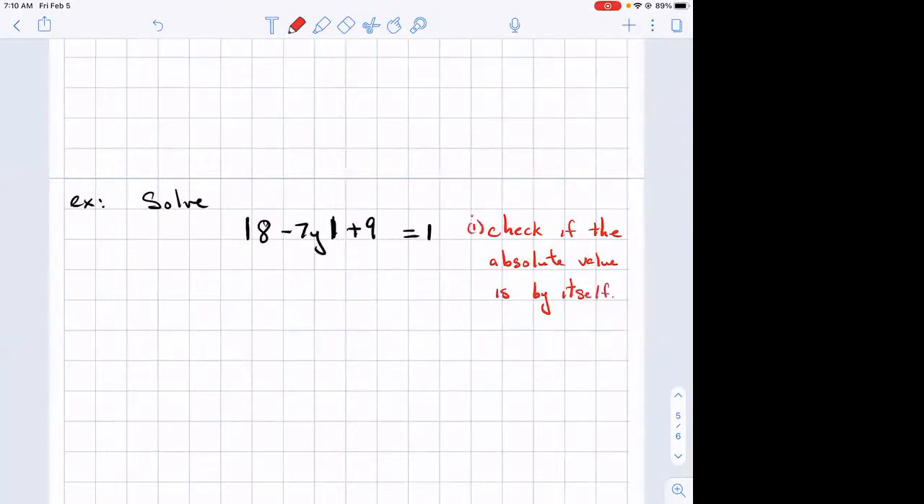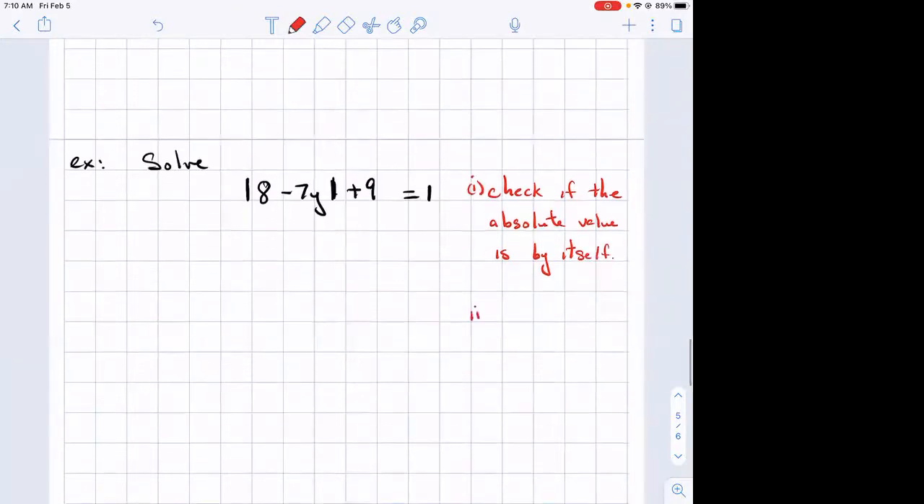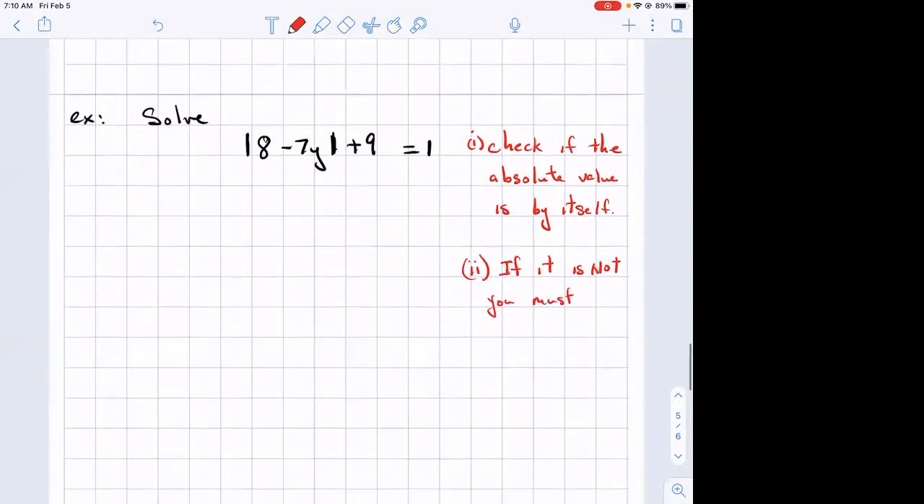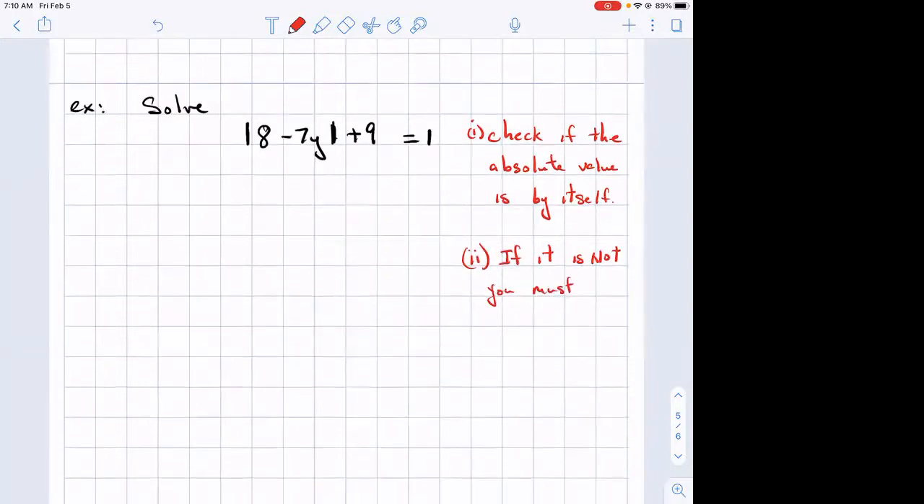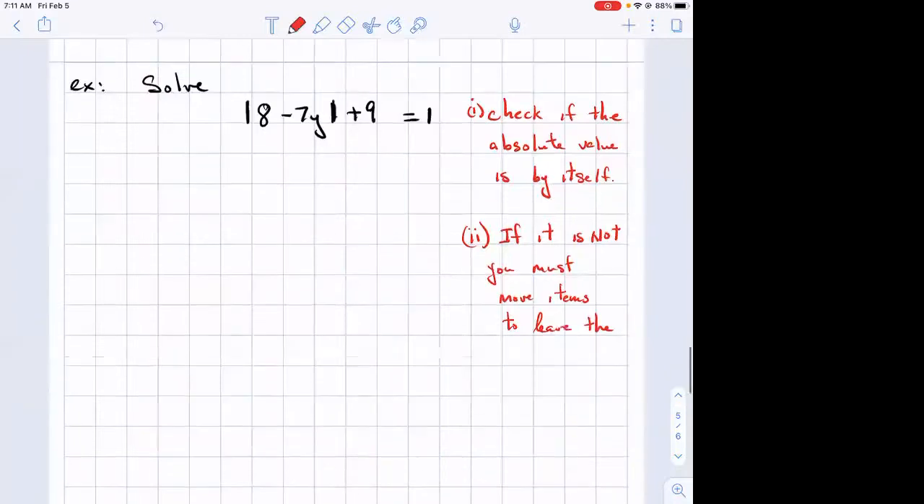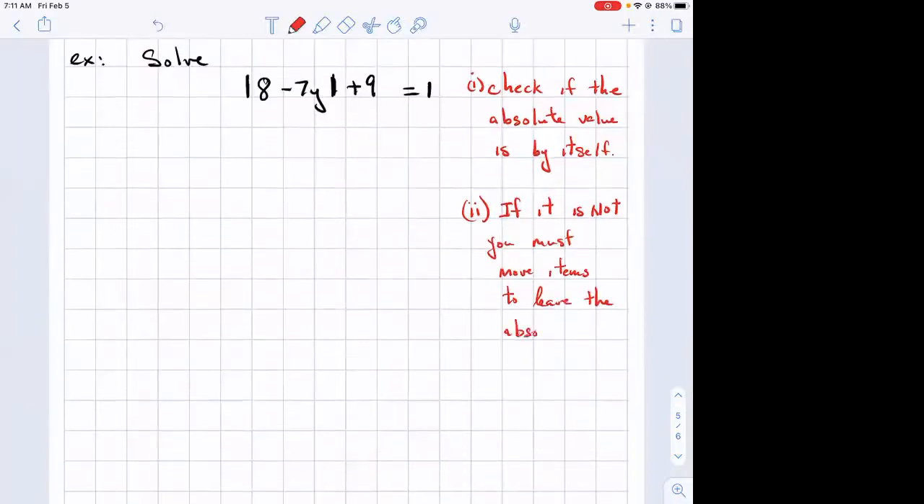Okay. And then if it is not, you must move items to leave the absolute value by itself.